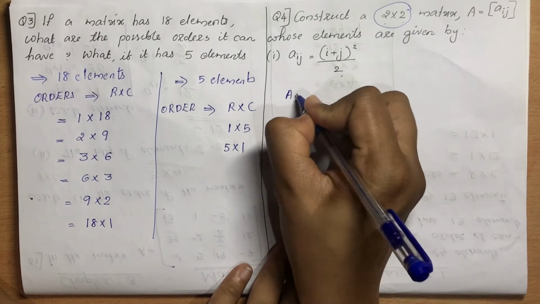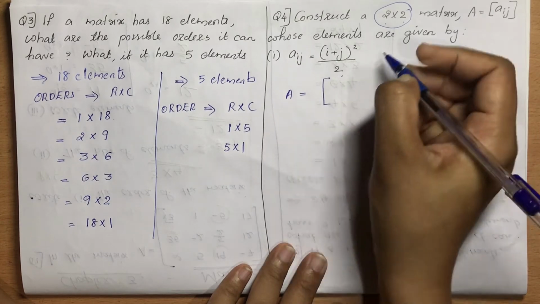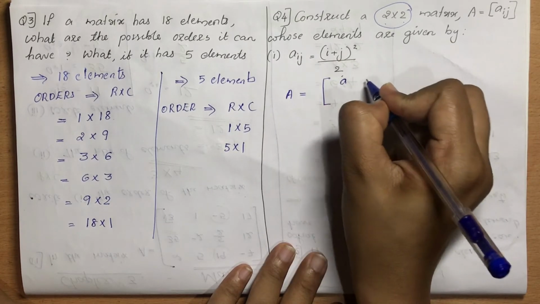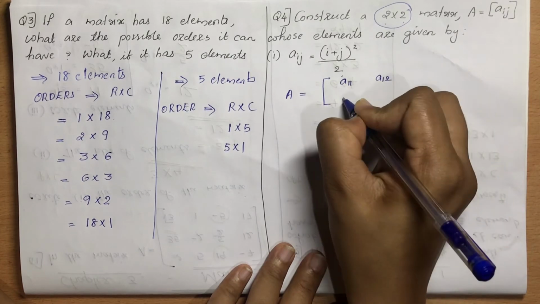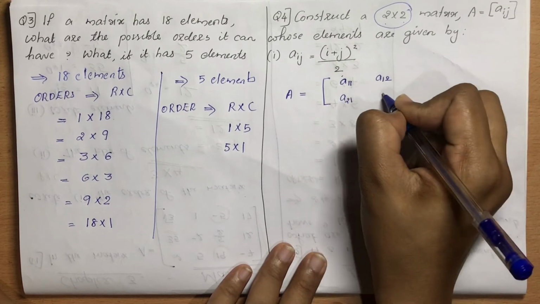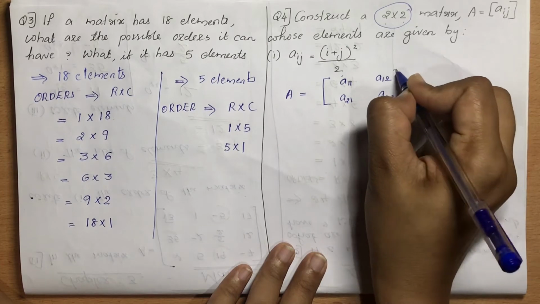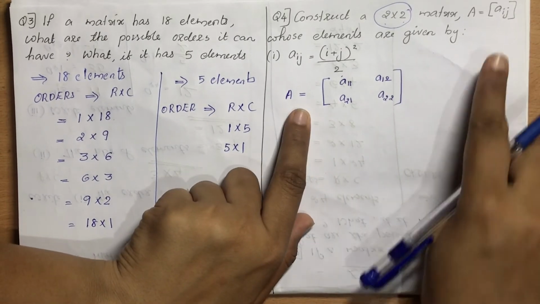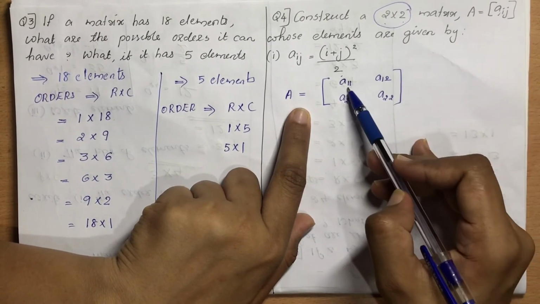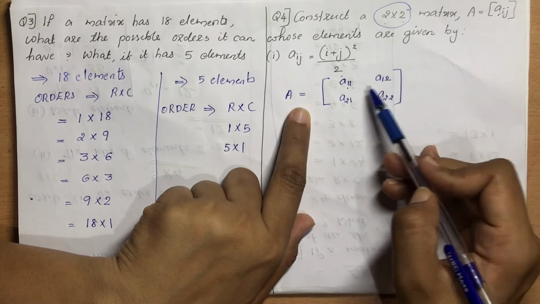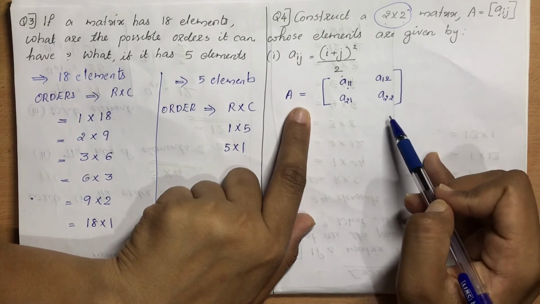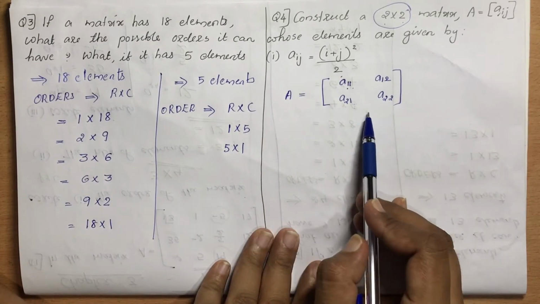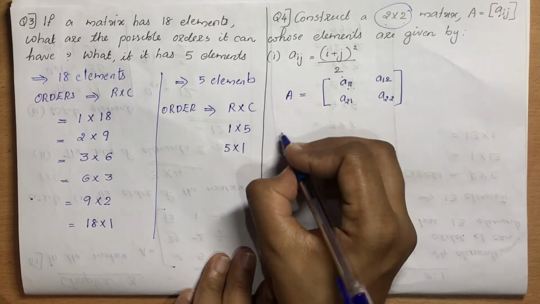A equal to, the matrix is 2 by 2. 2 rows, 2 columns. A11, A12. Next, the second row means A21, A22. So this is the matrix, right? Aij: i is the row, j is the column. So like this we can write. This is the 2 by 2, 2 rows, 2 columns. So using this equation, we need to find the values. So here we can substitute in Aij.